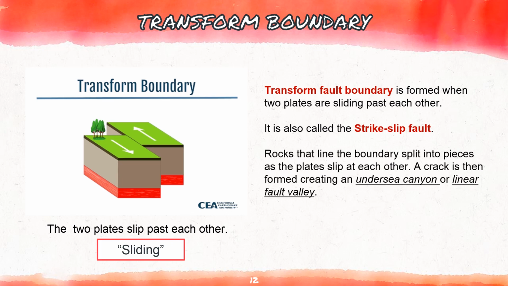Rocks that line the boundary split into pieces as the plates slip past each other. Therefore, a crack is created, forming an undersea canyon or linear fault valley. So these are the different formations that happen in a transform fault boundary. The best example for that would be the San Andreas Fault.